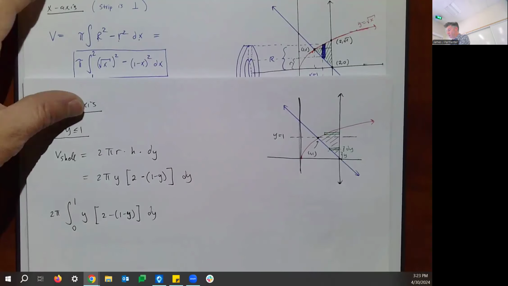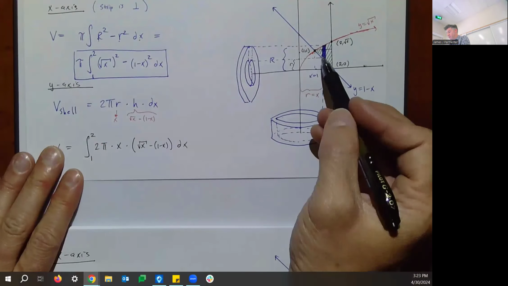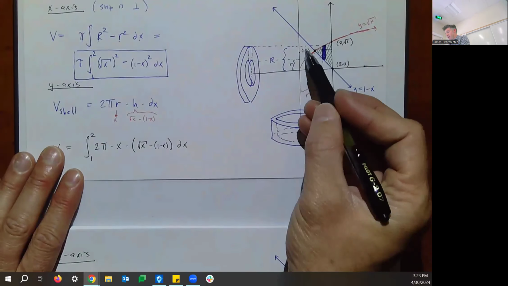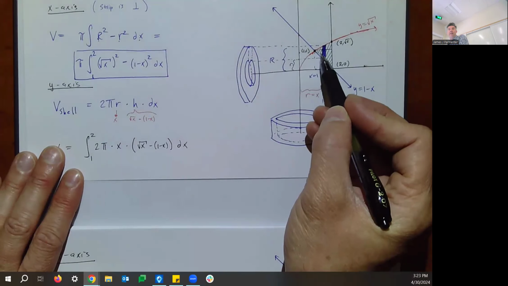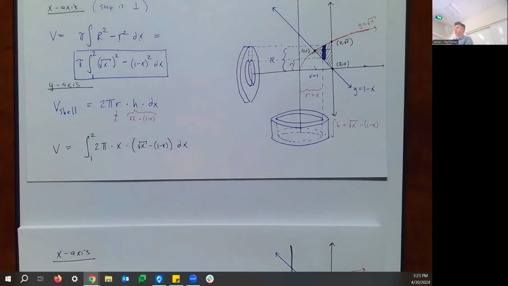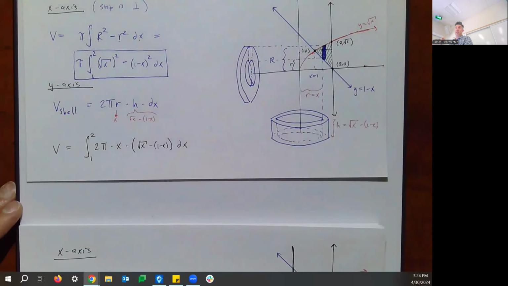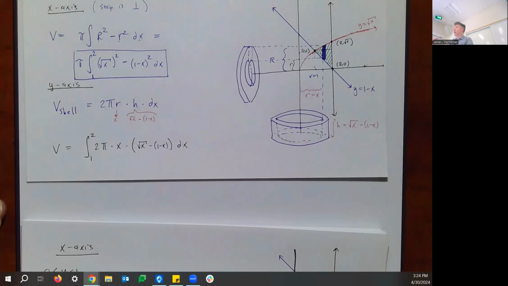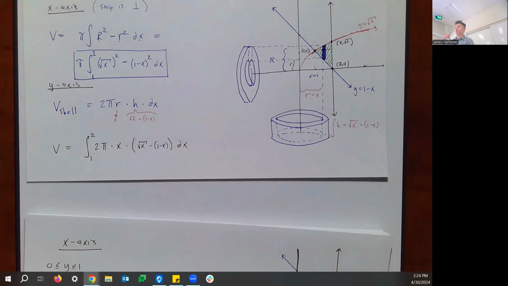Whereas in the previous one, when we were doing the shell method, we were imagining this vertical strip at a distance of x from the y-axis. And typically, if you're going around a normal axis, meaning either the y-axis or the x-axis, your radius for the shell method is just the variable you're using. If you're going around the y-axis, it's going to be x. If you're going around the x-axis, it's going to be y.